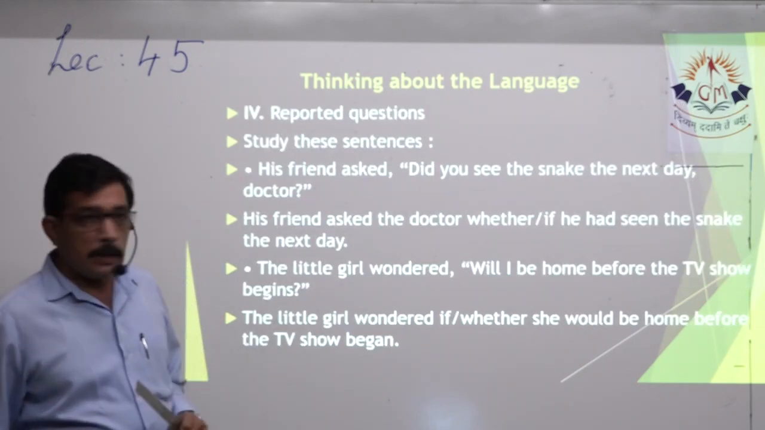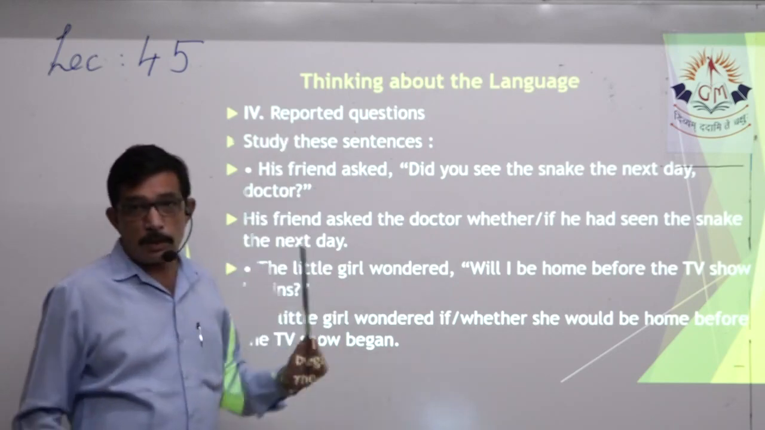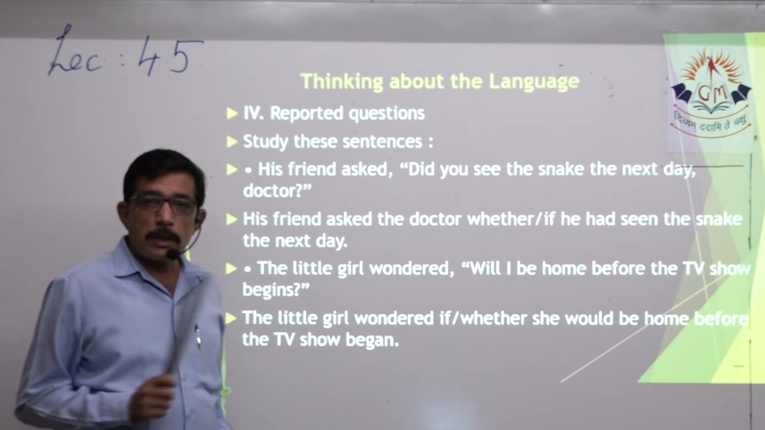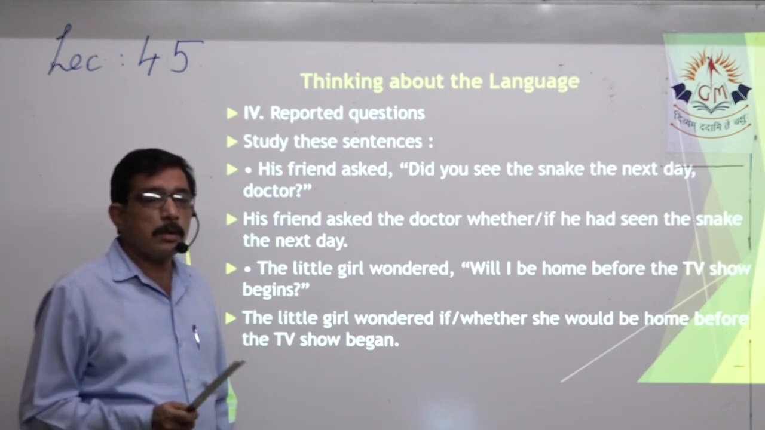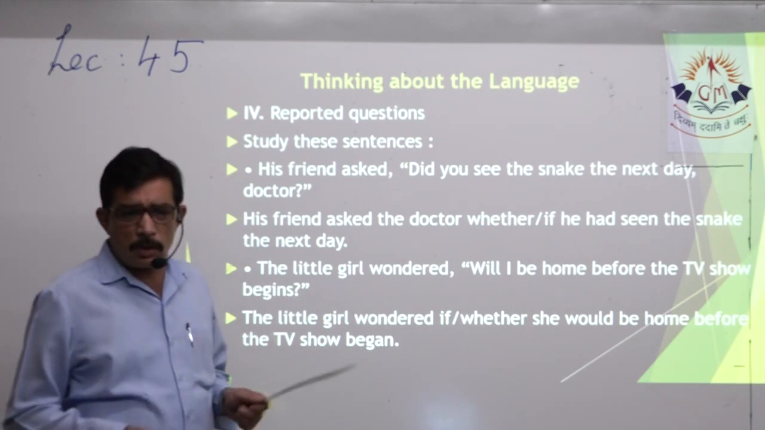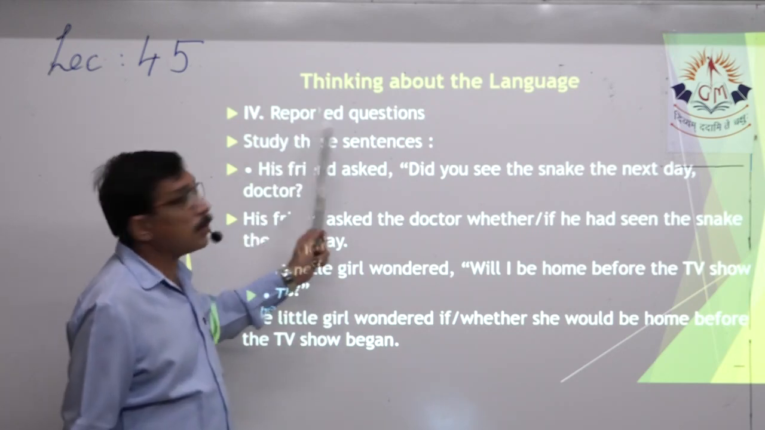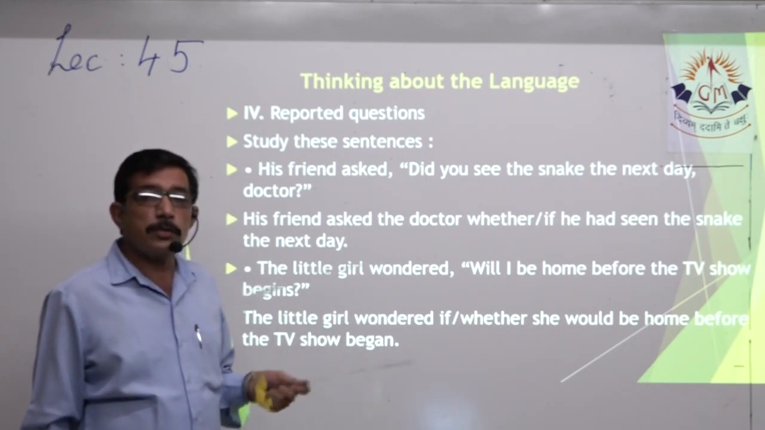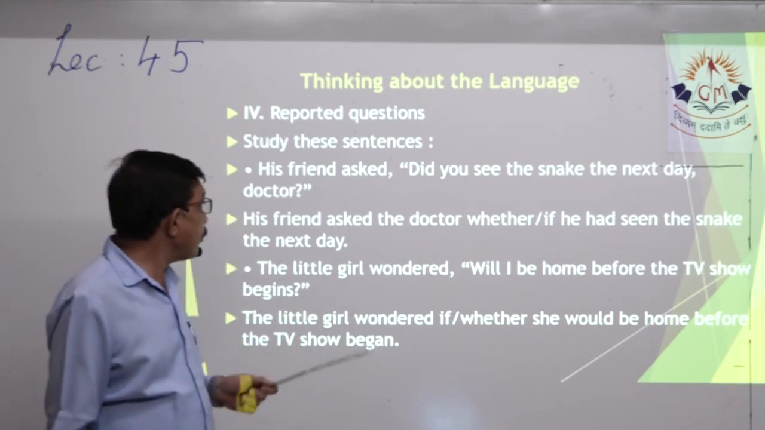Now we have already done this. Reported questions. This is part of the reported speech. We have done it quite early in the syllabus. Direct, indirect. This is it. Now what we are taught in this chapter is reported questions. That means direct questions which we have to turn into indirect.